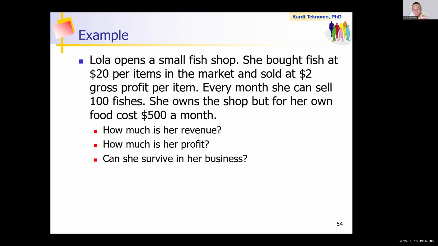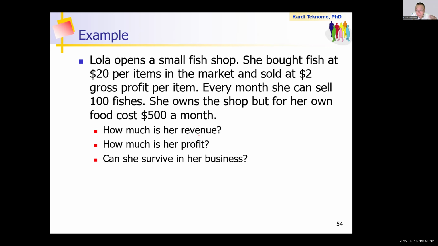Okay, so this is small business. Say Lola opens a small fish shop. She bought the fish at $20 per item, say 1,000 pesos, in the market, and then sold it at $2 gross margin per item. Every month she can sell 100 fishes.